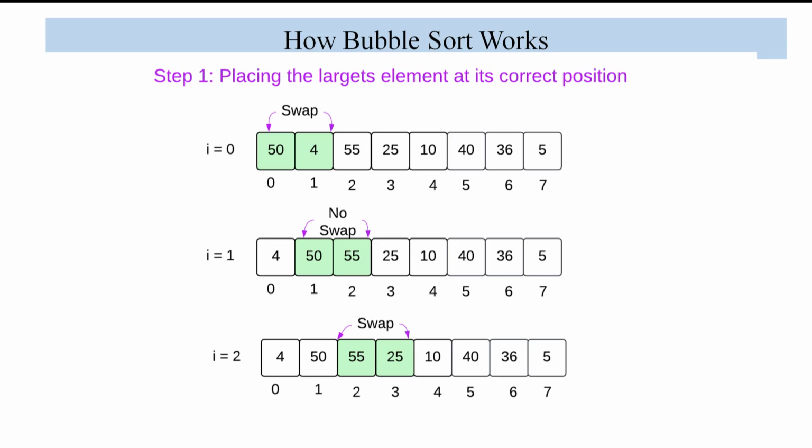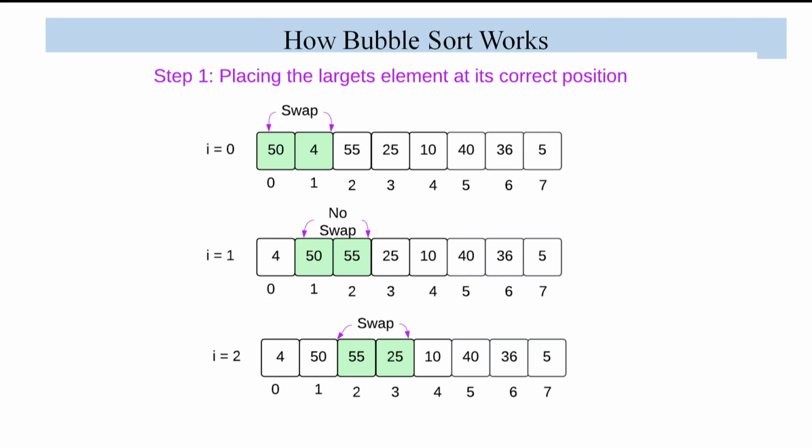So here in this example, in pass 1, we will compare the first element with the second element. Here we can see that the first element is 50 and the second is 4. So 50 is greater than 4, so it will be swapped. That is, 4 will be transferred to the first location and 50 will be transferred to the second location. That is, first location means index 0, second location index 1.